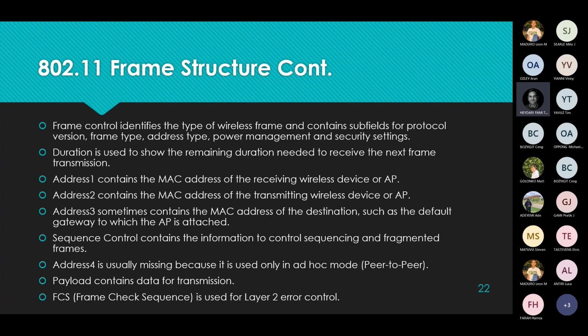But also pay attention to the FCS. The header and FCS structure is pretty much the same as what you had with Ethernet. We check with the trailer the whole fields and the whole data within your Wi-Fi frame, or 802.11 frame. Okay, move on. The payload contains data for transmission, and the FCS is used for layer 2 error control. Good.